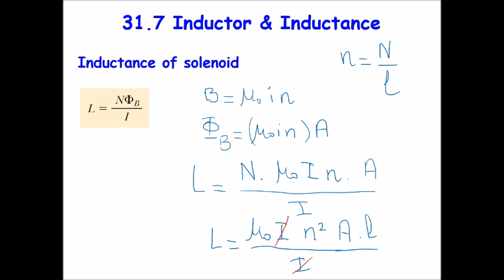So basically, similar to capacitance, the inductance depends on what? On the geometry, on the design of your inductor. Generally, we like to write the inductance per unit of length, and this is equal to what? Mu 0 n squared A.